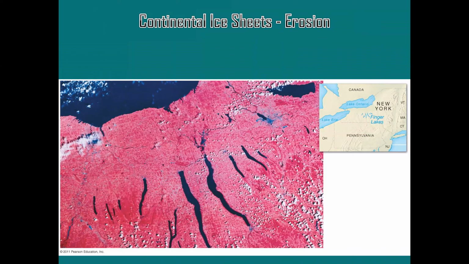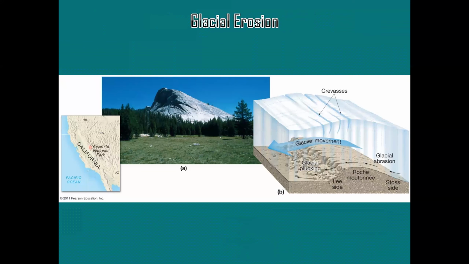So continental ice sheets of long ago created things like the Great Lakes and the Finger Lakes of New York. As the ice moved, it basically gouged out the terrain. And then when the ice melted, it left behind lakes. Or these very specific glacial features that you see, for example, in Yosemite Park.